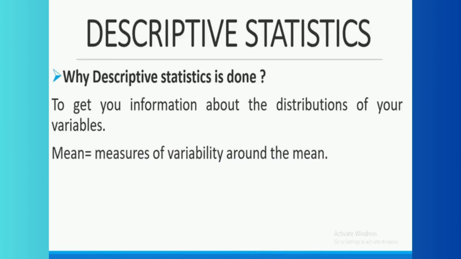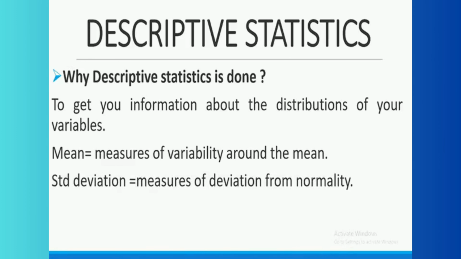What does the mean value of descriptive statistics show us? It shows the variability around the mean, how much variability there is, and then the standard deviation shows us the deviation each variable has from its normality.